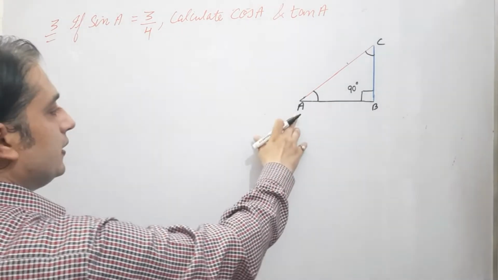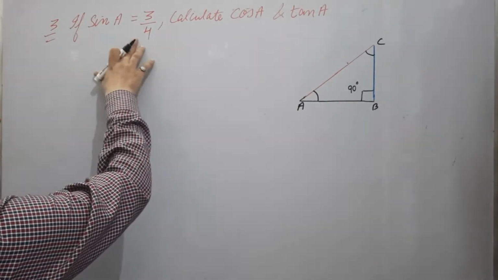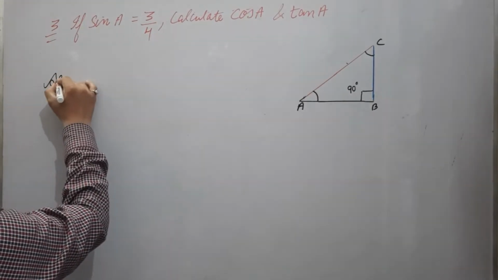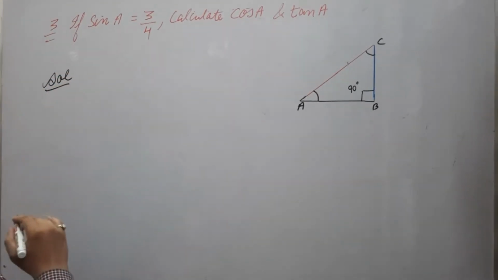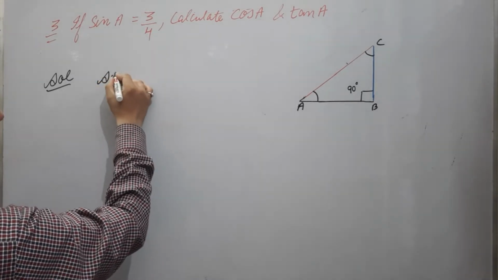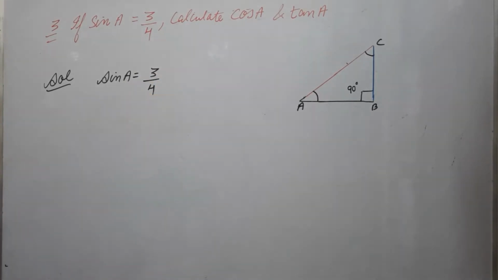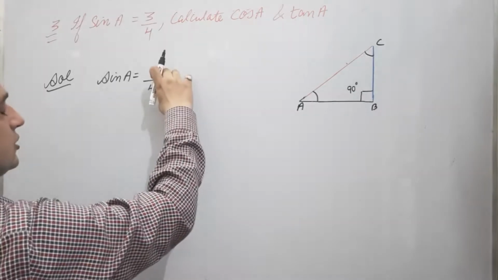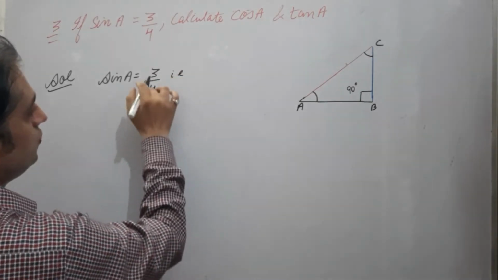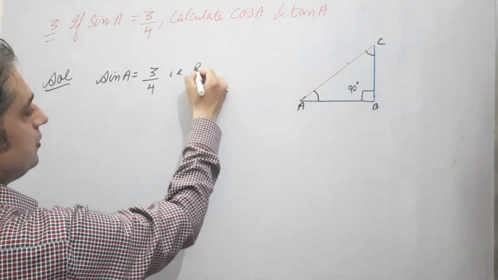So here I am denoting this angle A, and the given T ratio is sine, that is 3/4. So the solution: given is sine A. Now the lengths of the sides are not given, the T ratio is given. So what is this ratio? For sine, that is perpendicular upon hypotenuse.